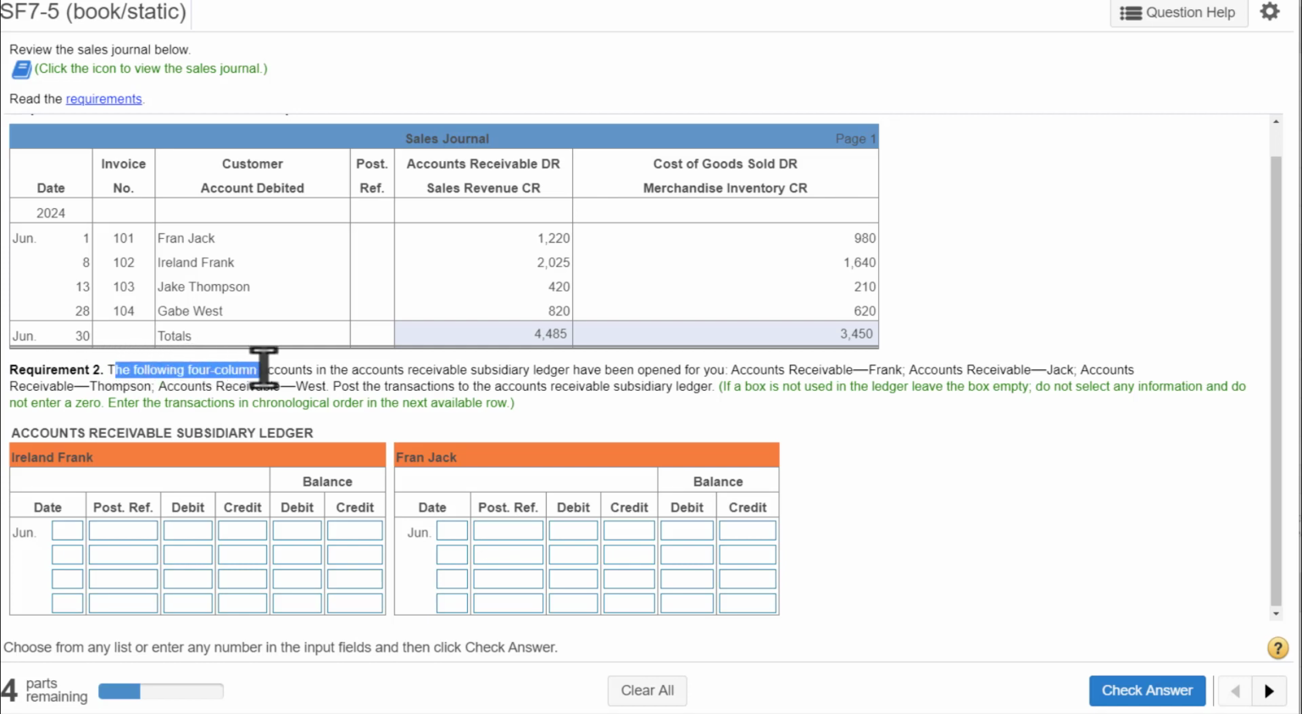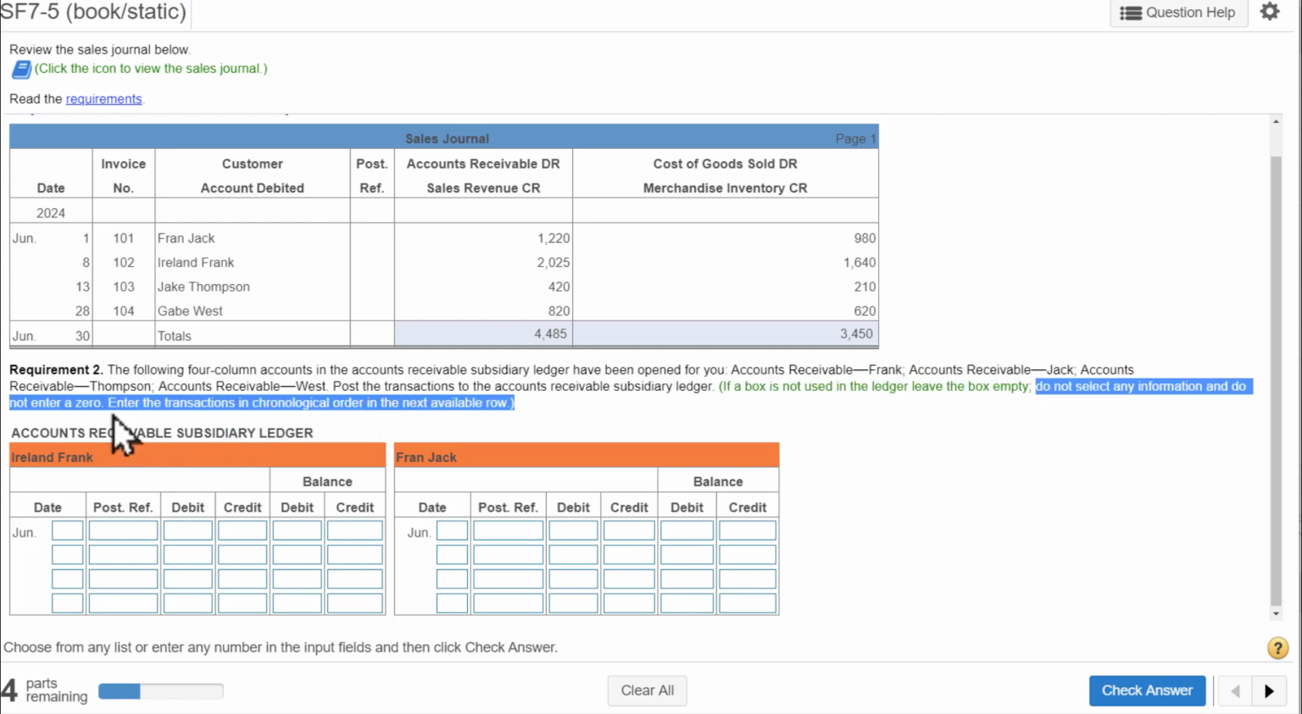Requirement 2. The following 4-column accounts in the AR, accounts receivable, subsidiary ledger. No one calls it the subsidiary ledger because it's too many syllables. They call it the AR subledger. Have been opened for you. And if we read carefully here, they have no opening balances for these customers. Then it says, post the transactions to the AR subledger. If a box is not used, leave it empty. Do not select any information and do not enter a 0. Enter the transactions in chronological order in the next available row. So chronological means by date order.